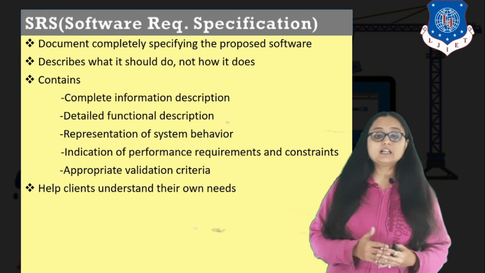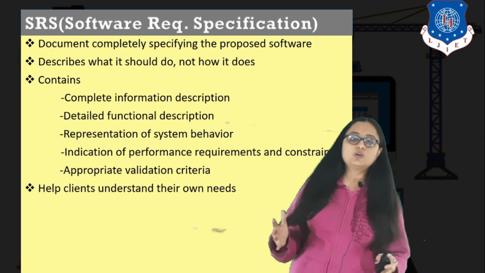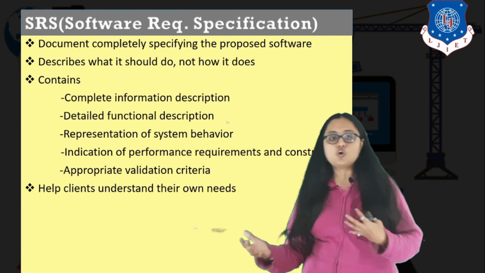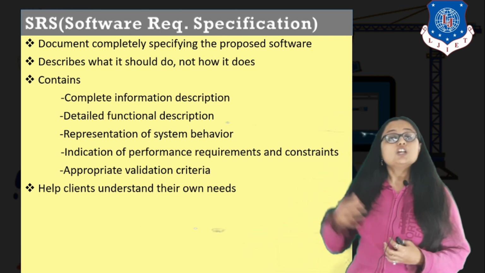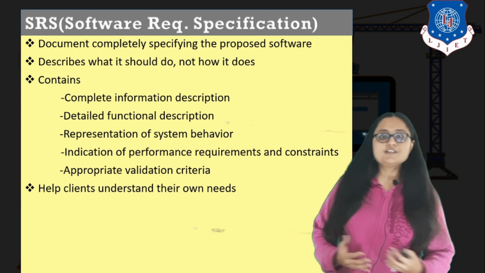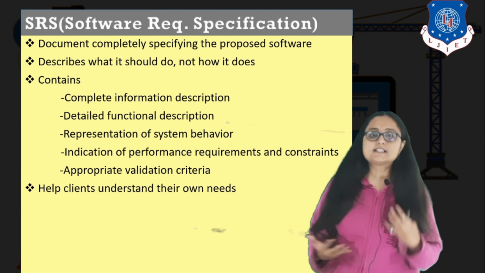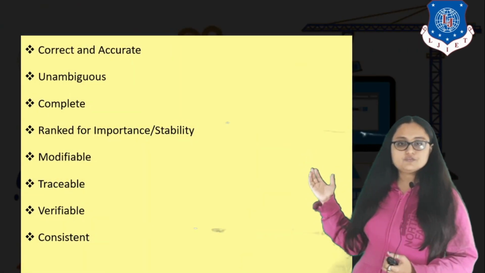Also, it will help the client to understand their own needs. Sometimes the clients are unclear about their needs. So if you have a graphical representation in the SRS of all the requirements that they have suggested, you may take this SRS to the client, and the client may filter, or you can say understand, their own needs in a better way, right? So this is software requirement specification.